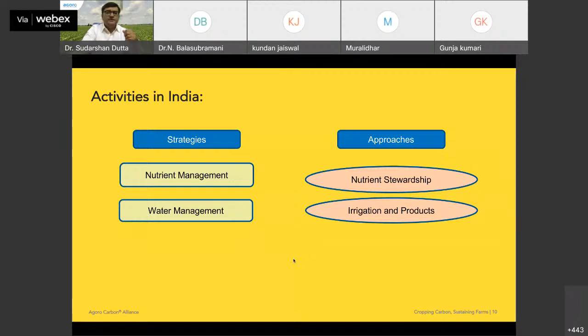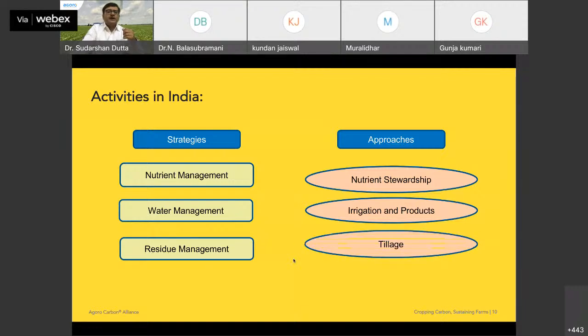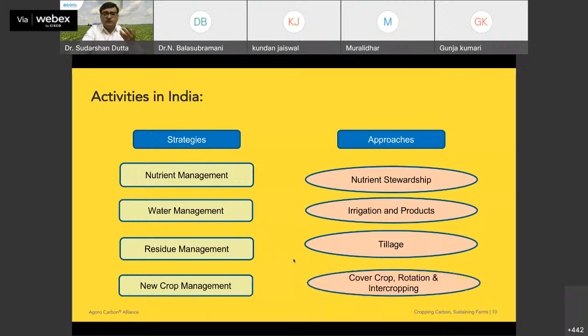These are our short-term objectives, and in the long term, we will be scaling up residue management and new crops, like cover crop, crop rotation and intercropping. So basically, when we are talking to the farmers, when we are taking this carbon project concept to the farmers, the four pillar strategies.